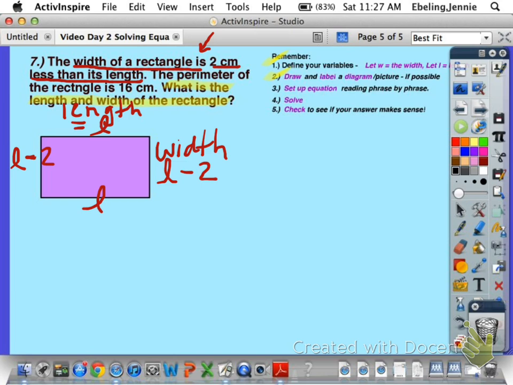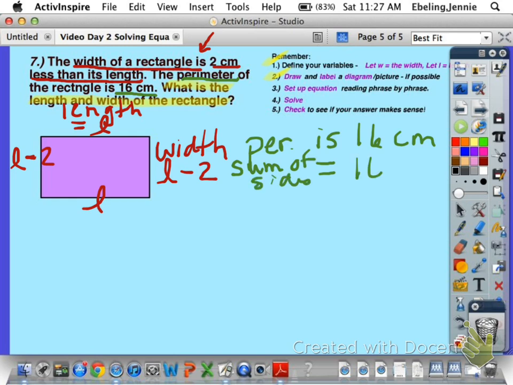Now that I've drawn my picture and I have my algebraic expressions labeled for all the sides, and I've defined my variable, now I can go and try to set up the equation. It does say the perimeter, and remember I told you perimeter means the sum of all the sides. The perimeter of the rectangle is 16 centimeters. Is means equals. So my perimeter means the sum of all the sides, and it's going to have to equal 16.